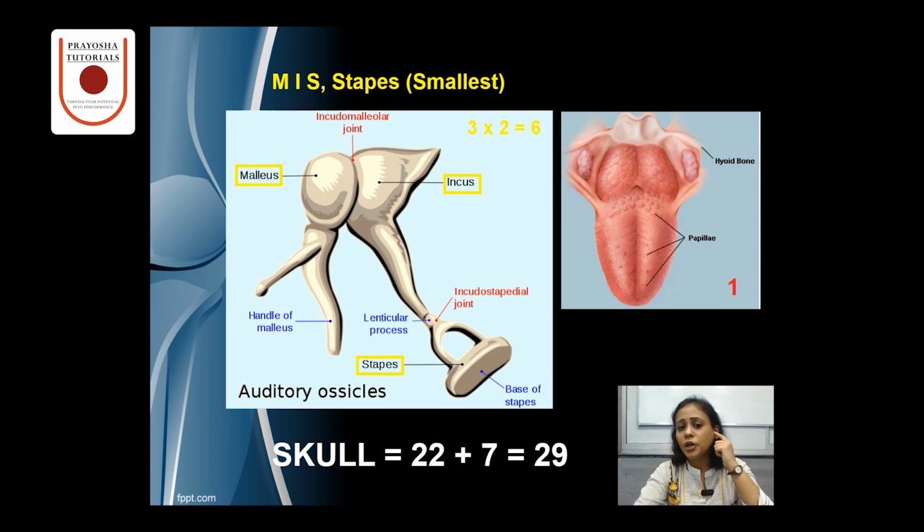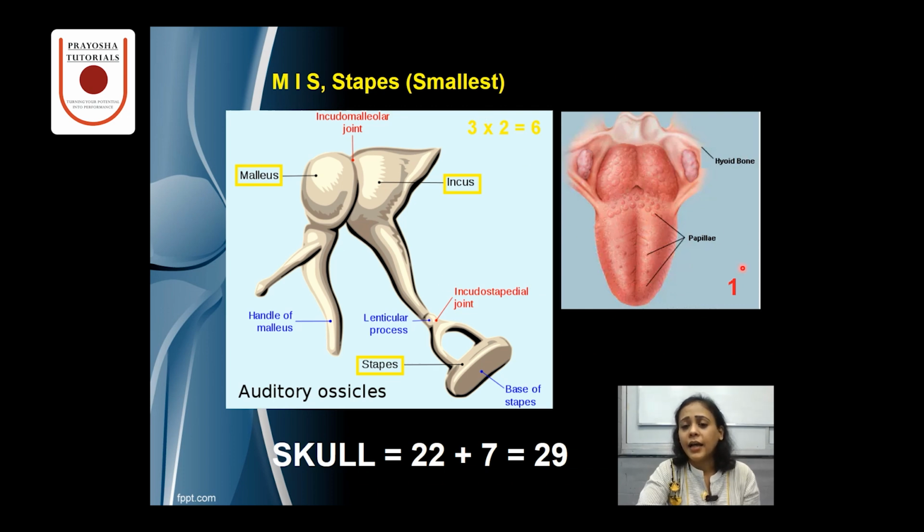Next is your ear bones, the ear ossicles. So we have 3 bones, one called malleus, second called incus, and third called stapes. So from outside to inside, they are arranged in this manner. The innermost, that is the stapes, is the smallest bone of your body. Again, useful for name the following.